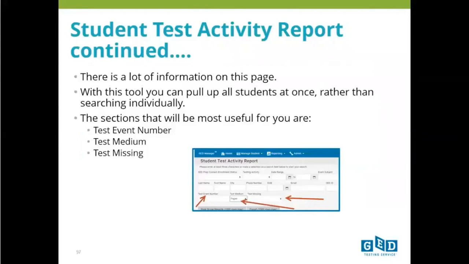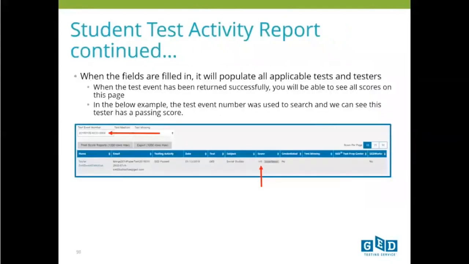The sections that will be most useful for you are the test event number, the test medium, and the test missing. When the fields are filled in, it will populate all applicable tests and testers. When the test event has been returned successfully, you will be able to see all scores on this page.